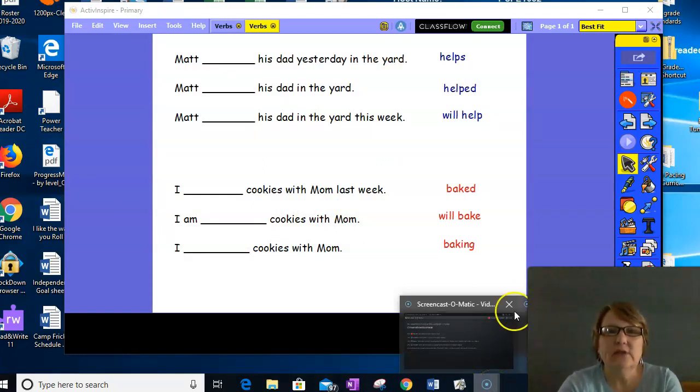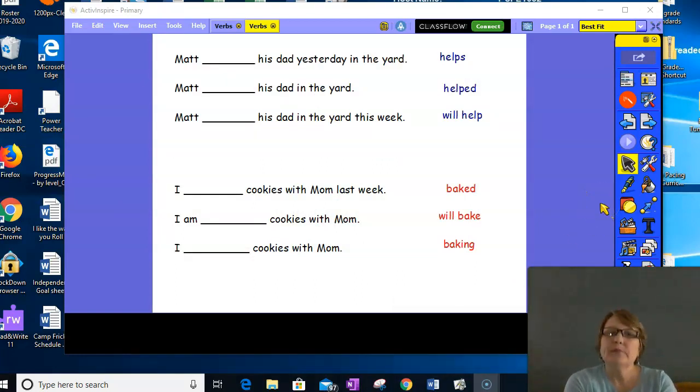Next, I have an activity on the screen for us to look at. I have 3 sentences and 3 verbs. The verbs are helps, helped, will help. Let's read the sentence and decide which verb should go with the sentence to show the right verb tense. Remember, we're looking for words that help us decide if it is happening in the past, if it's happening right now in the present, or if it will happen sometime in the future.